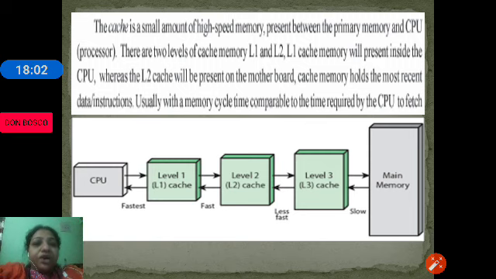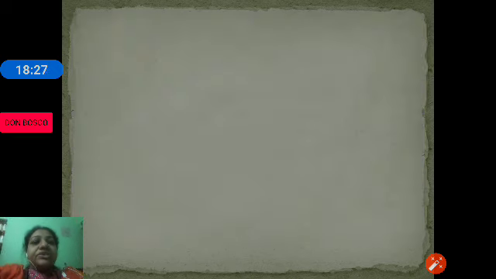So what is the job of cache memory? Cache memory stores the recently used data and instructions. It is the fastest and the costliest memory, and it is placed in between the CPU and main memory. As the speed of cache memory is very high, it makes the execution faster.